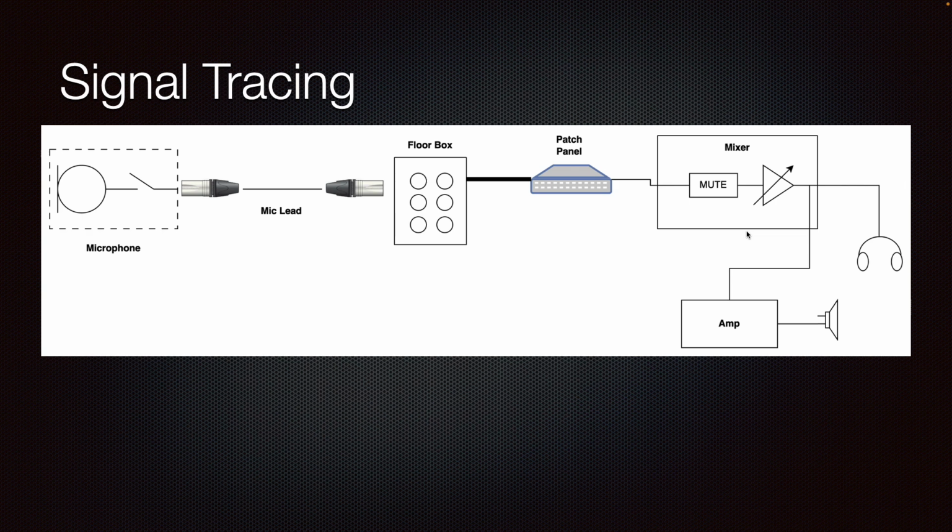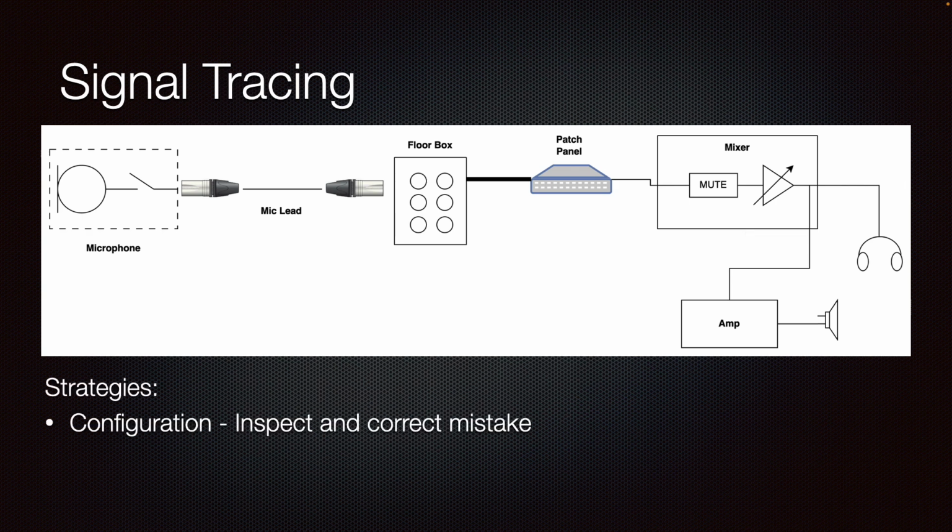So what are the strategies for signal tracing? Well, the first strategy is probably configuration. You've possibly made a mistake in the configuration. In that case, inspect and correct the mistake. It could be possible that the mic lead is in the wrong floor box port. It could be working, but just going to the wrong place. Patch panel could be wrong. So there's a few things that you need to look at. Understand how things work, and if that's the case, inspect and correct your mistakes.